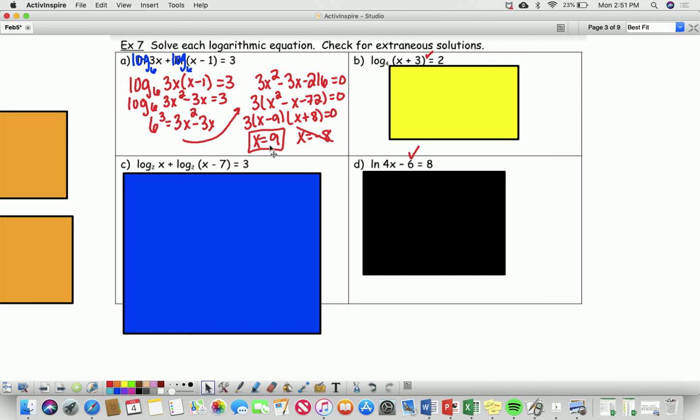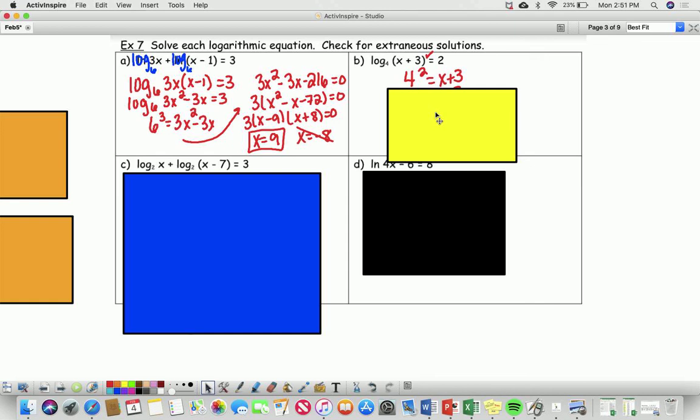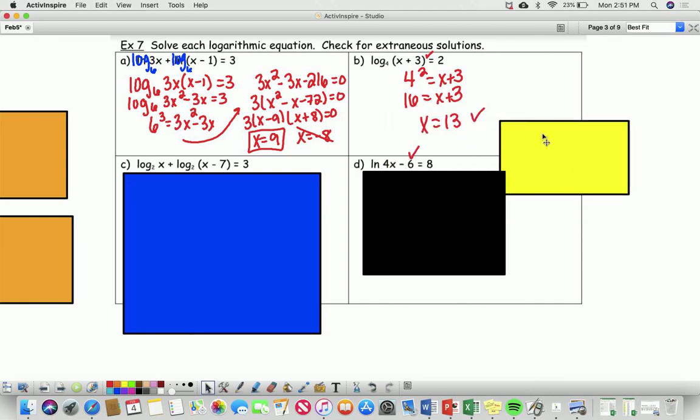So for part B, I don't have to condense anything because I'm not adding or subtracting. I just have a straight up logarithm here. So I'm going to rewrite this. This is in BNE, so I write it as BEN. And then I did 4 squared. Okay, well that's 16. And then I subtracted. When I plug 13 in here, positive, we're good.